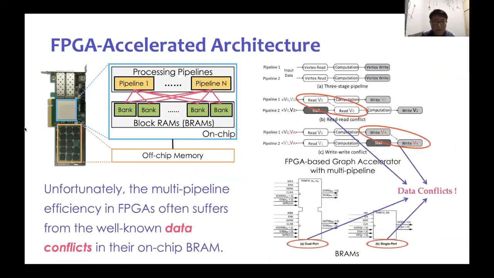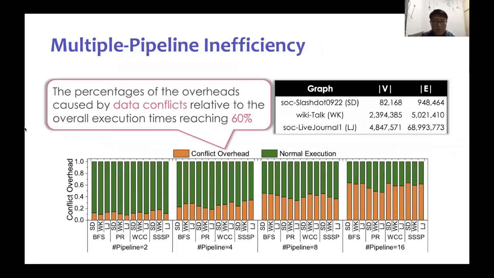However, the multi-pipeline efficiency in FPGAs often suffers from the well-known data conflicts in their on-chip BRAM, which can significantly worsen the overall performance achieved. We have conducted a set of experiments to count the pipeline stalls caused by data conflicts. We can see that the percentages of the overheads introduced by the pipeline stalls relative to the overall execution times increase as the number of pipelines increases for almost all graph algorithms, reaching as much as 60% in the case of 16 pipelines.